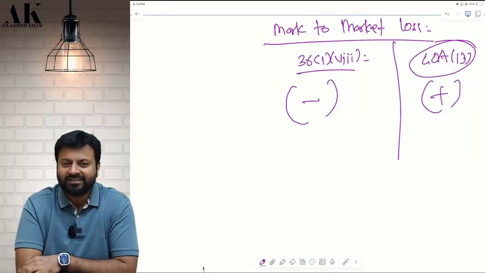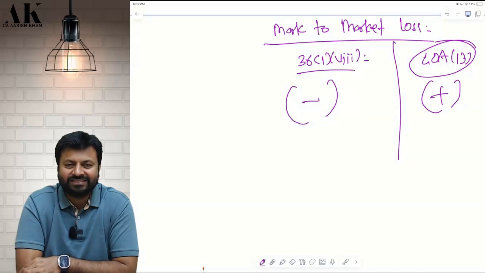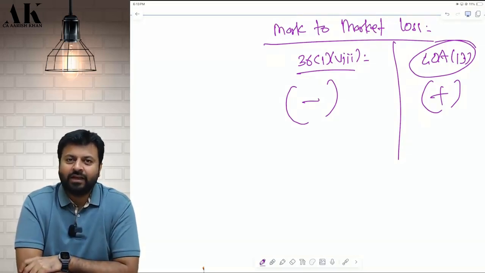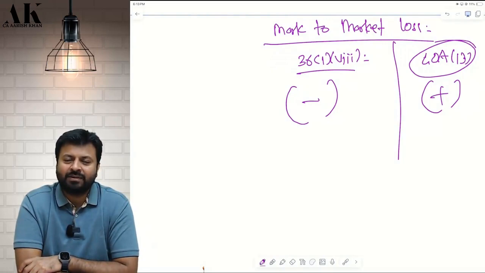No idea. Niveda, what is mark to market? Sir, we are buying securities in the exchanges. We have to settle the gains on daily. Excellent. Niveda has given the answer. We are buying some shares, etc. in the stock market. So we have to recognize the gain or loss on every daily basis.